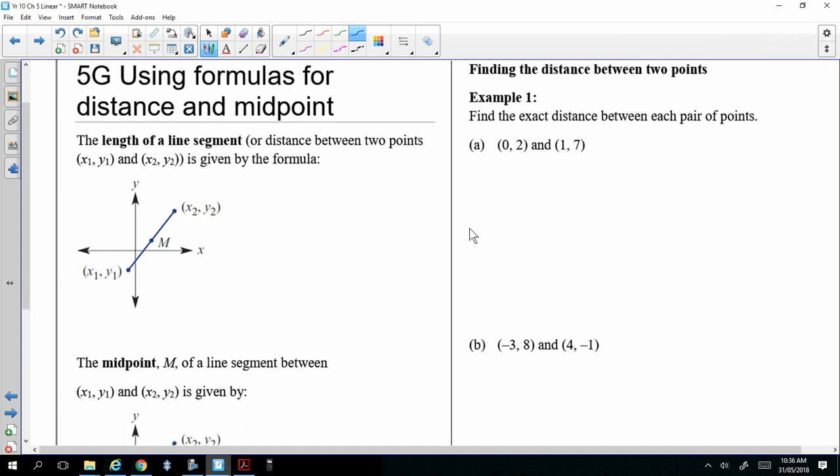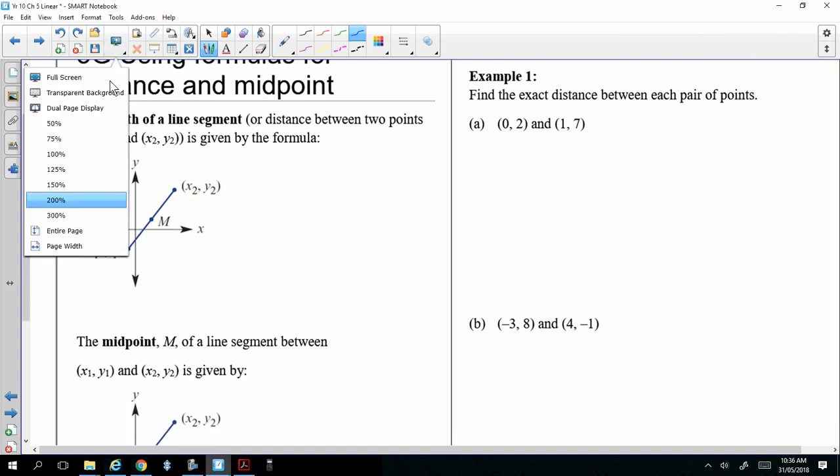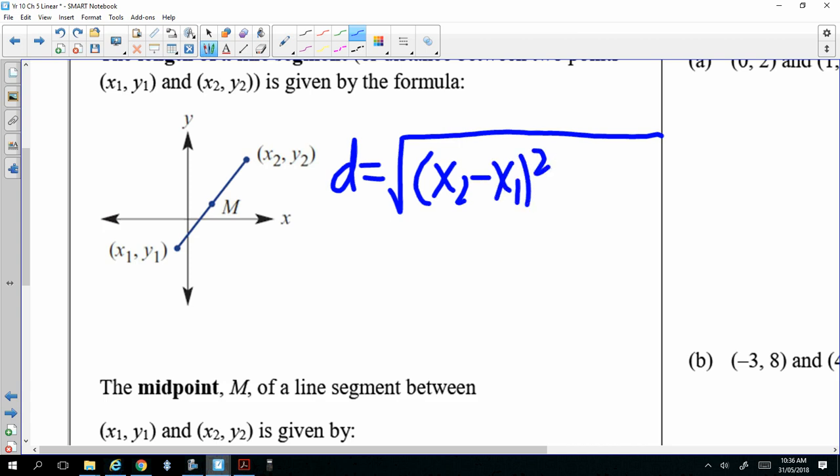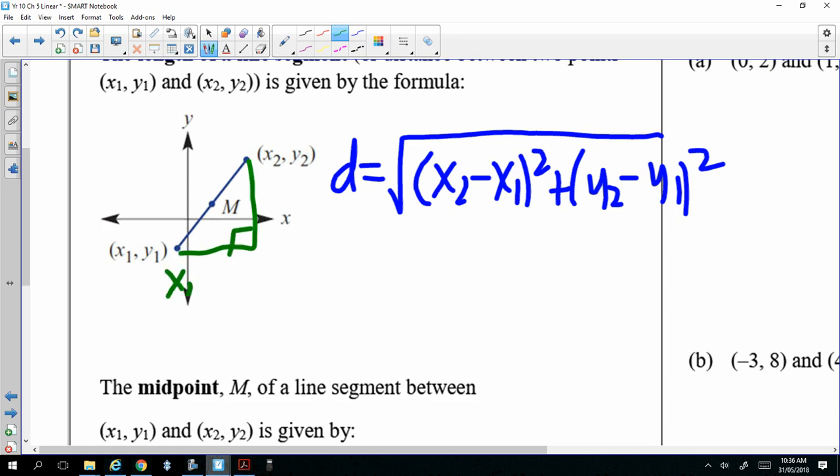All right, let's start. So the length of a segment is the distance between 2 points. So I want to find the distance from this point to that point. And the distance formula is d for distance equals the square root of (x2 minus x1) squared plus (y2 minus y1) squared. This is the result of Pythagoras theorem, because if you work this out, that will be a right angle triangle. This is x2 minus x1. This is y2 minus y1. That gives you the distance d.